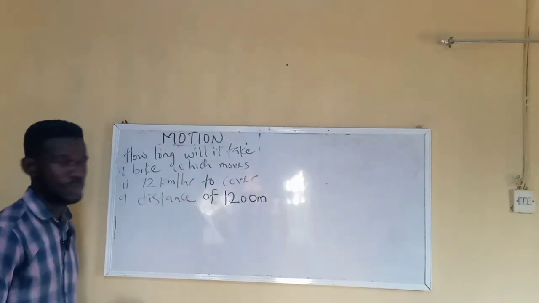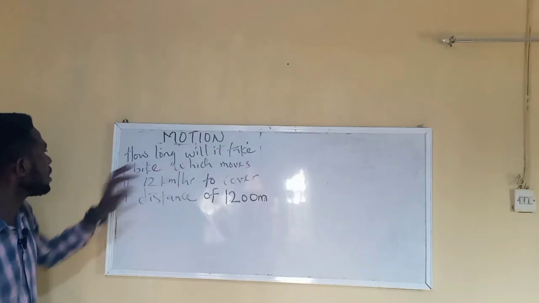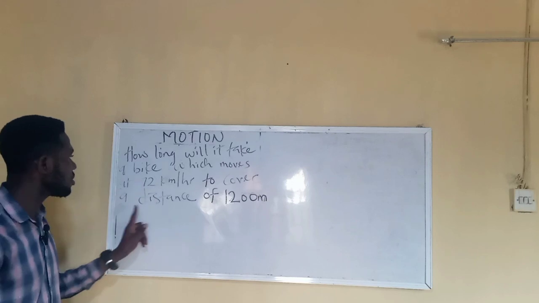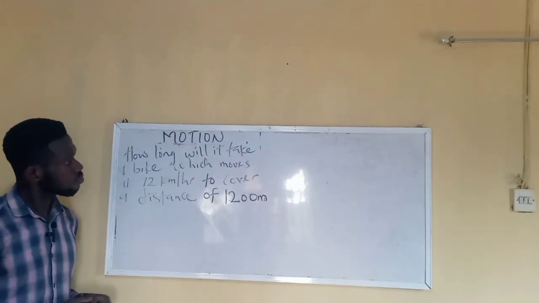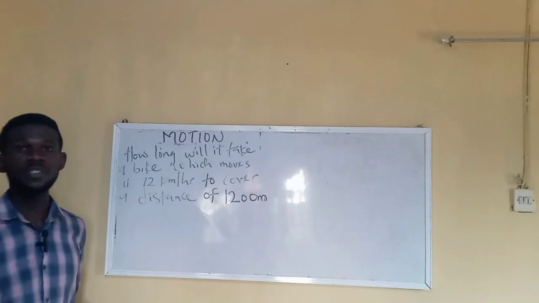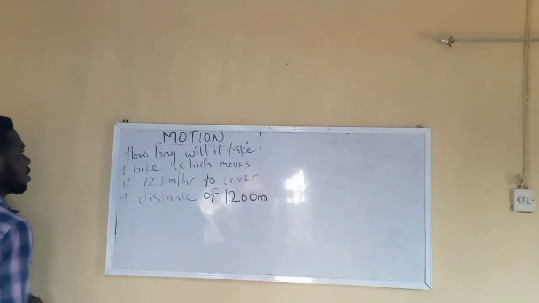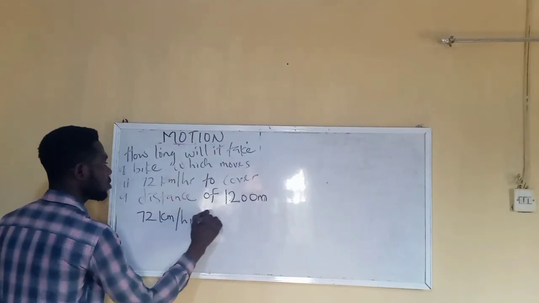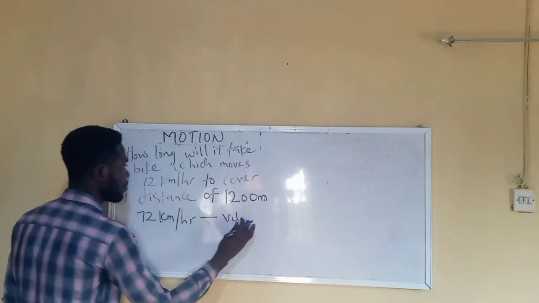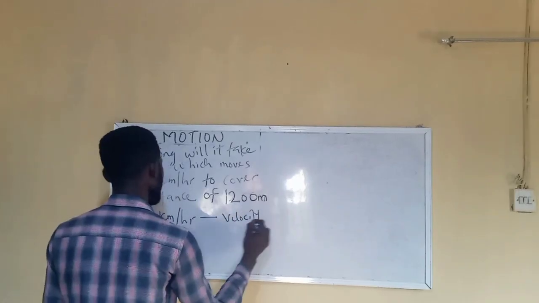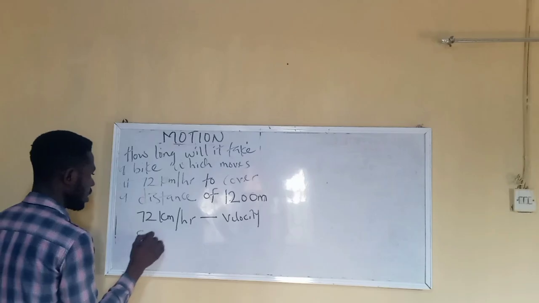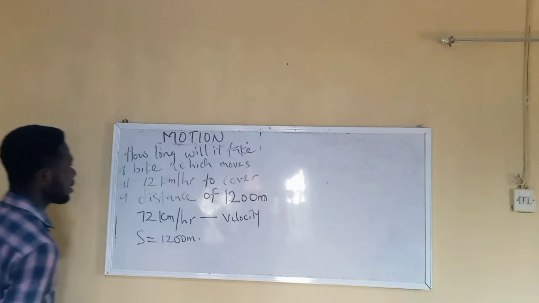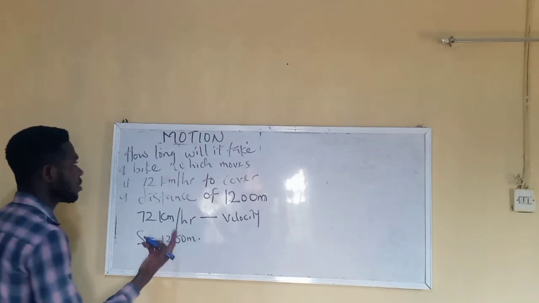Now let's look at this question. How long will it take a bike which moves at 72 km per hour to cover a distance of 1,200 meters? So what's the first thing we do? We write out our parameters. Now, it moves at 72 km per hour, so this would be our velocity, and our distance, which is s here, will be 1,200 meters, and we are looking for what? Time, because they asked you how long.